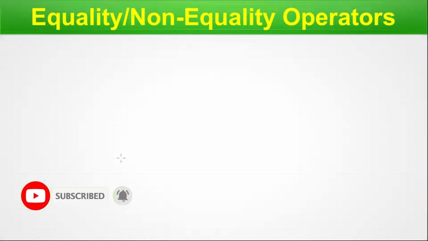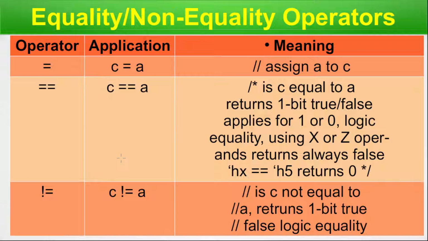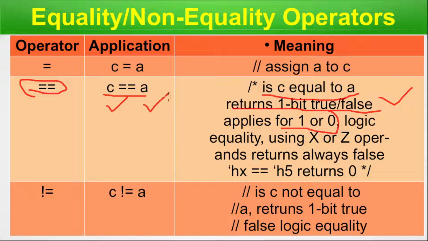Equality, non-equality operators. Now, if we write one equal sign, this means assign A to C. So it's a continuous assignment. A will be assigned to C. If we use double equal to, that means C equal to A. What does this mean in Verilog? C is equal to A returns 1 bit true false condition. Applies for 1 or 0. That means either there is 1 or 0. So for both of them, either 1 or 0, this particular equal to will work.